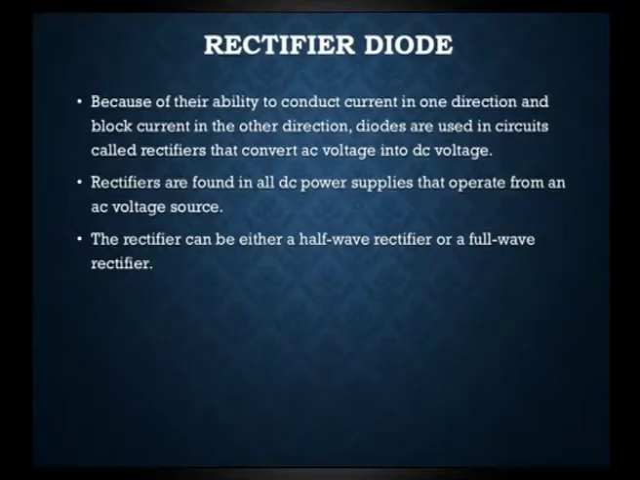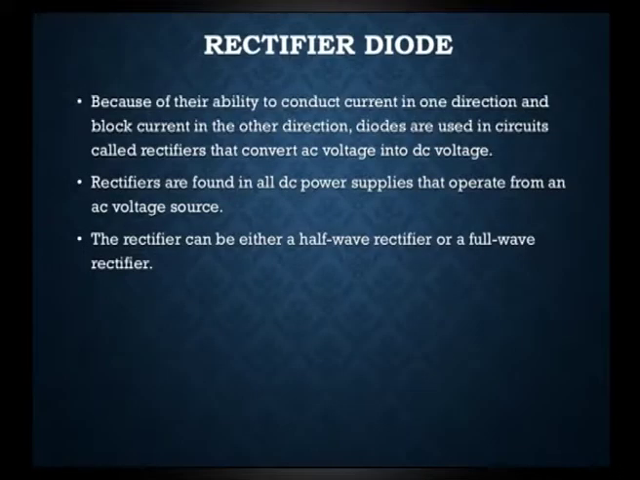The unidirectional conduction of the diode helps us to use it as a rectifier. Because a diode has the ability to conduct current in one direction and block current in the other direction, diodes are used in circuits called rectifiers that convert AC voltage into DC voltage. Obviously, we need an AC source so that the diode can operate in a unidirectional way. If the diode is used as an element in a circuit, we will get the output as a unidirectional current.